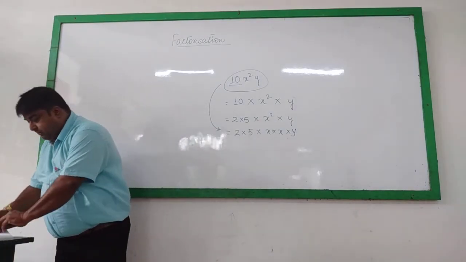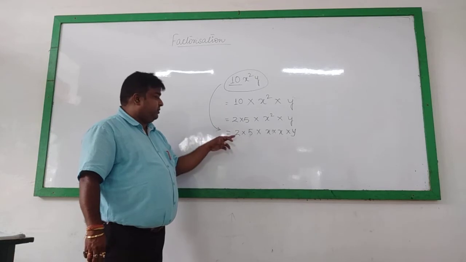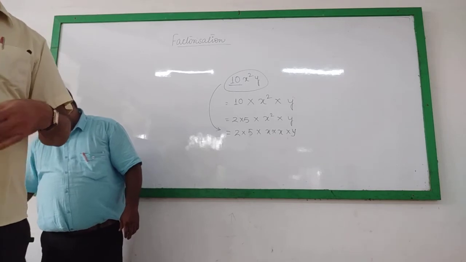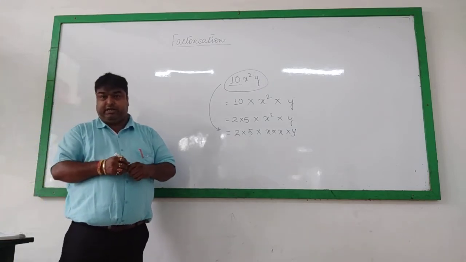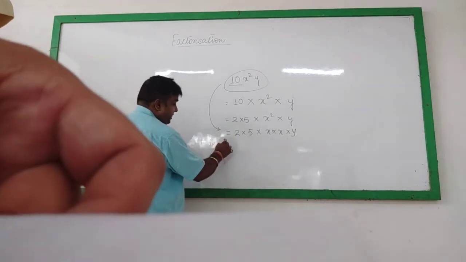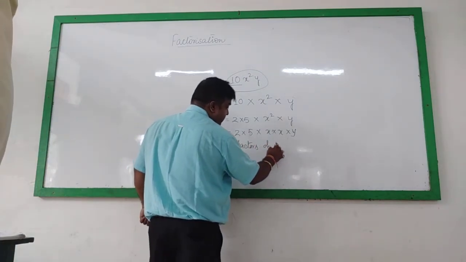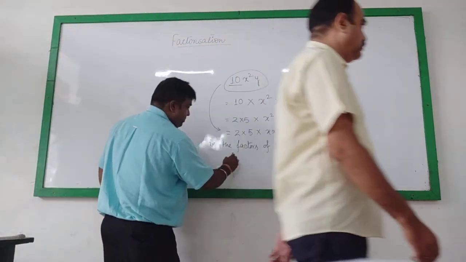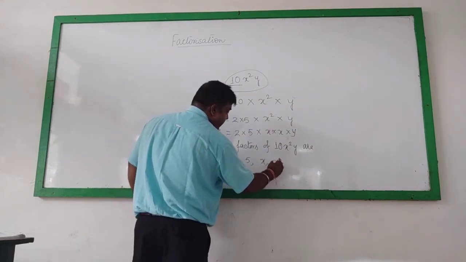So finally the factorization we are getting, as I have written on the board, 10x square y is equal to 2 into 5 into x into x into y. Understand? So that is the factors of 10x square y. We can write that the factors of 10x square y are 2, 5, x, y.